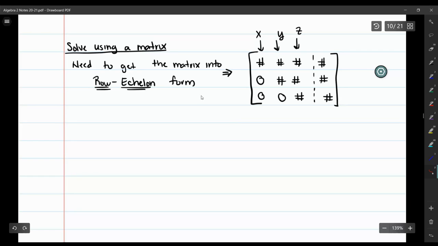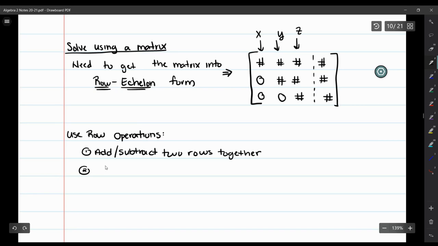Now, how do we get them to look like that? Well, we have some rules. We use row operations. There's 3 things we can do. The first thing we can do is we can either add or subtract 2 rows together. Notice we're doing rows, not columns.